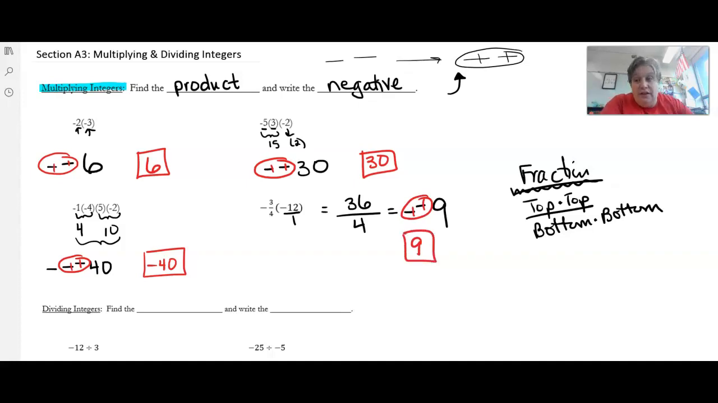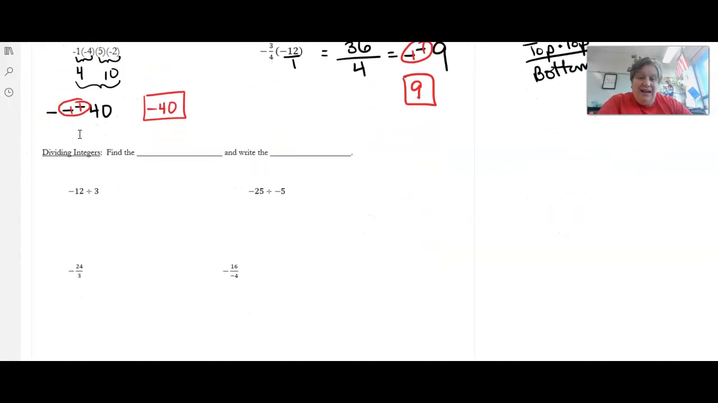So that's all you got to do for multiplying. You just multiply and list the negatives. What's super nice is you do the exact same thing for dividing. Dividing is not a big deal. Don't get thrown off by dividing. Use my pencil. This thing's not working. There we go. So when dividing, you find the quotient. Quotient is the fancy word for dividing. And then you write the negatives.